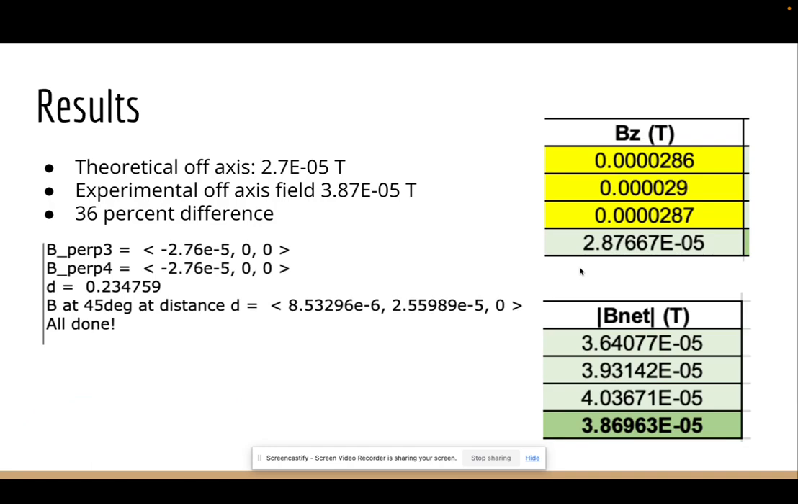Some results. The theoretical off-axis field was 2.7 × 10^-5 teslas. The experimental off-axis field was 3.87 × 10^-5 teslas. There was a 36% difference.